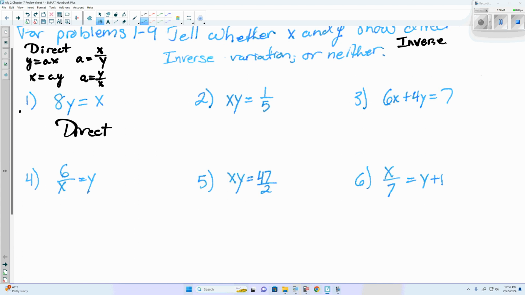We also have inverse. Y is equal to a over x, or we can say x is equal to a over y. Or the only other way to write it would be a is equal to x times y. So if we have it in one of these three forms, it would be inverse. Direct and inverse variation.